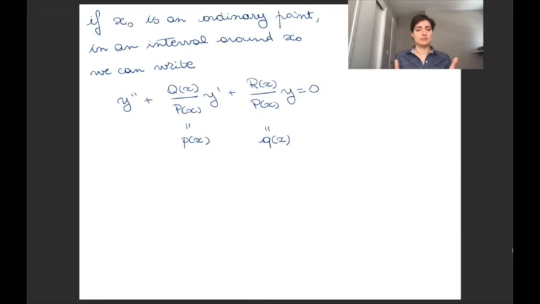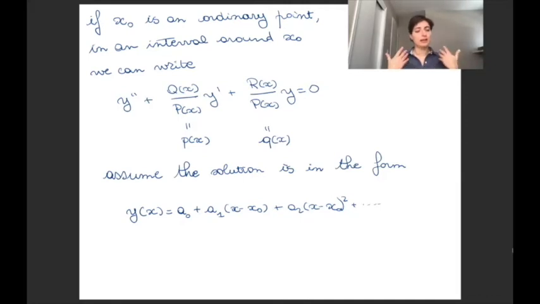Then, as I was saying, around x0, maybe very little around x0, but in a neighborhood of x0, because capital P of x0 is different than 0, you can have a little bit of wiggle room before P of x becomes 0. Around x0, we can divide everything by capital P of x. And we have a new equation that is y second plus small p of x y prime plus small q of x y equal to 0.